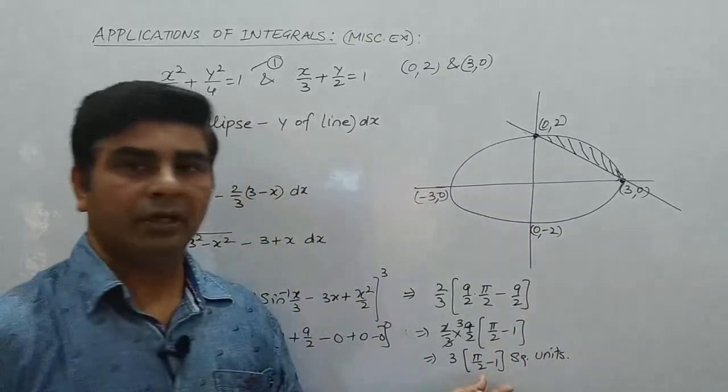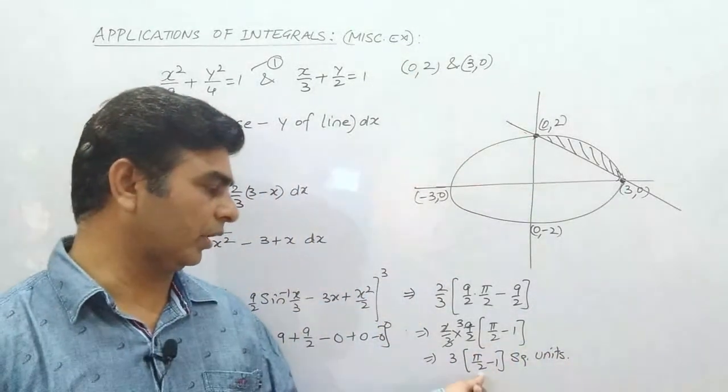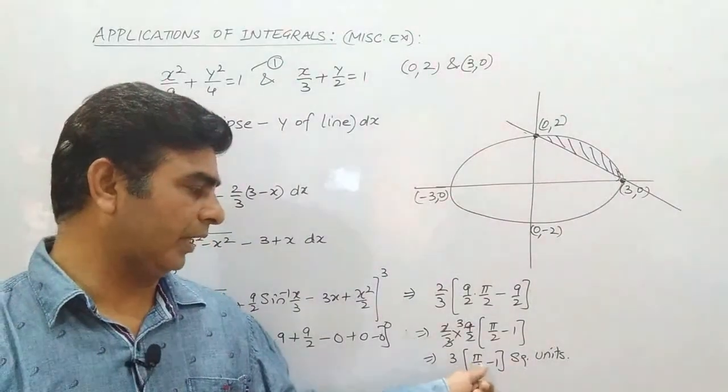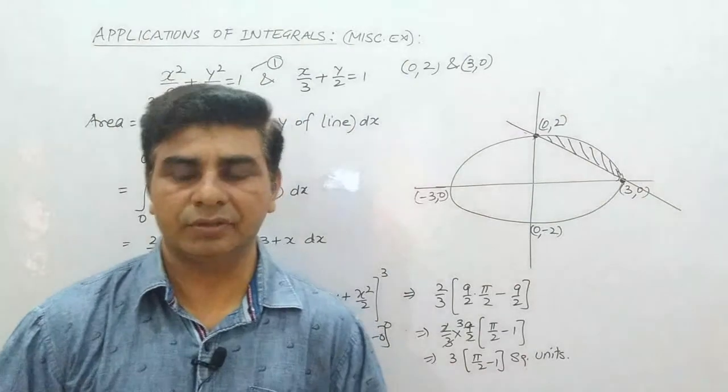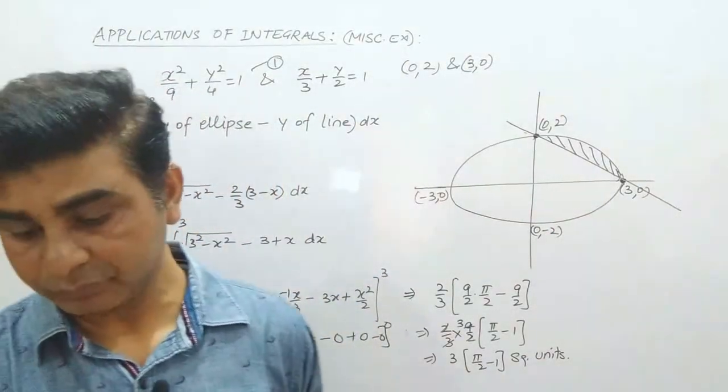Or you can take LCM as well. अगर आपको थोड़ा और further solve करना है तो this will be your (pi minus 2) upon 2. So 3 by 2 of (pi minus 2) will be the answer. So this was question number 8.